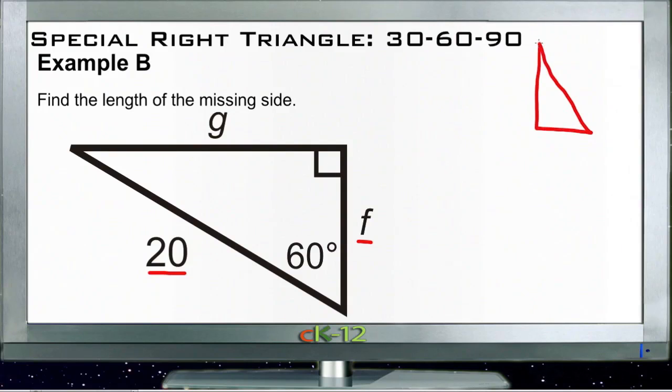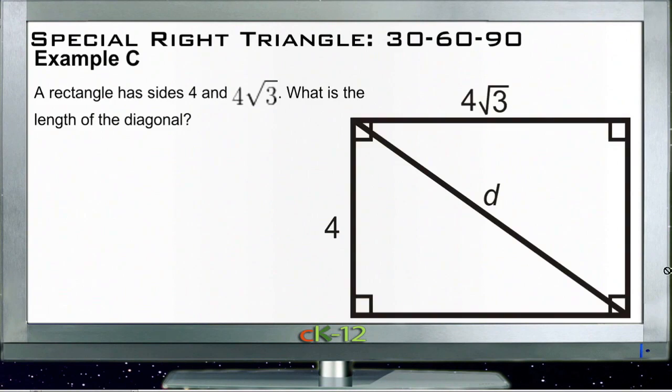We know that the long side is 2x, where the short side is x, and the medium side is x roots of 3. So if our long side is 20, that means it's 2 times the short side. So the short side is half of 20, or 10. And then the medium side is the square root of 3 times the short side, or 10 square roots of 3. So again, pretty easy.